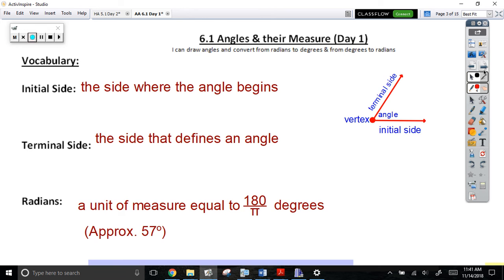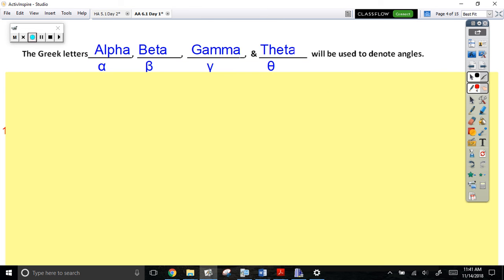No. All right, Greek letters will be used to denote angles. Like X, we use algebra. Greek letters are used for angles: alpha, beta, gamma, and theta. We're pretty much going to use theta all the time.